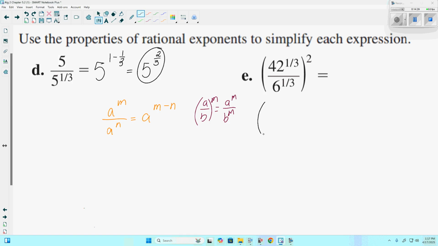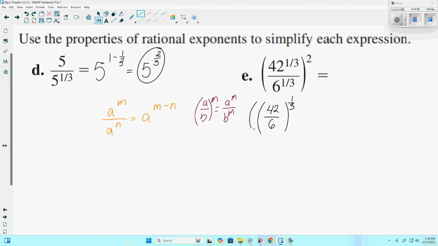Well, we can actually use this in reverse, because we're used to saying a over b to the m is a to the m over b to the m. We're used to applying it that way. But there's nothing that says that we can't go the other direction, because they are equal. So I can take that 1/3 power and put it back up as an exponent. So we have 42 over 6 to the 1/3.